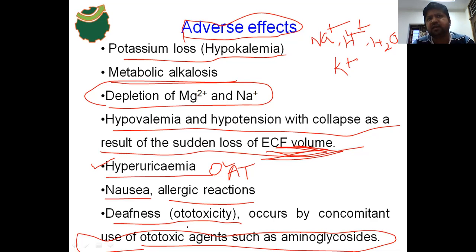When loop diuretics are given, don't go for aminoglycoside antibiotics, because both will have a dangerous effect on your vestibulocochlear nerve in the ear. Okay, so collectively they can cause more damage to the vestibulocochlear nerve, and it can lead to ototoxicity.